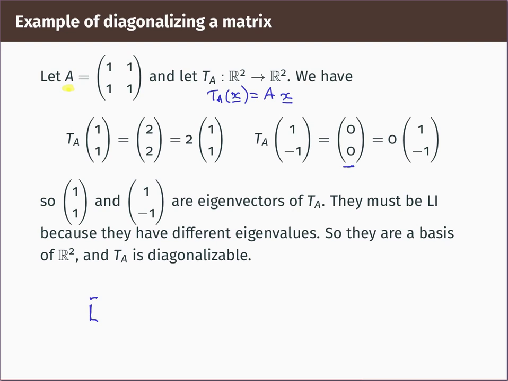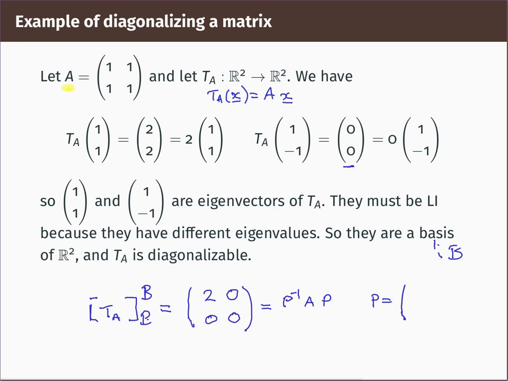And if you look at the matrix of TA with respect to the initial basis consisting of (1, 1) and (1, -1), let's call that B, and the final basis B, then what that will be is the matrix whose entries are like this, 2, 0, 0, 0. And furthermore, we know that this matrix can be expressed in a particular way. We know that it's equal to P to the minus 1 times A times P, where P is the matrix whose columns are our eigenvectors. So (1, 1), (1, -1), like this.